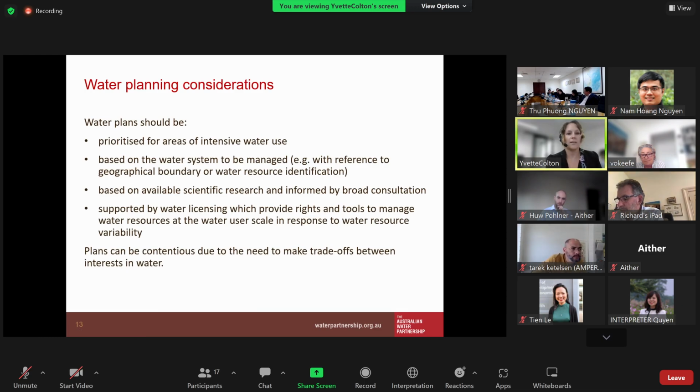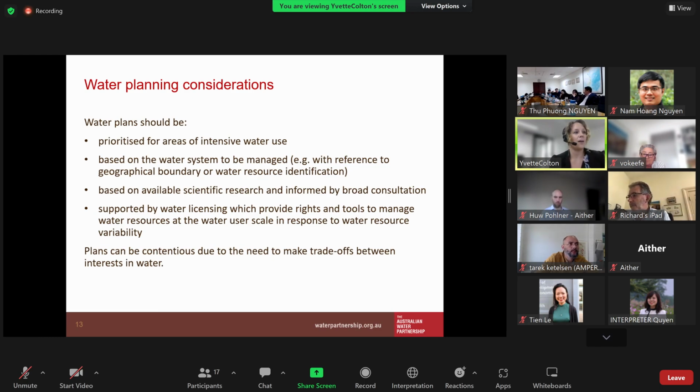This last slide covers some key considerations relevant to water planning. They are resource intensive to prepare. They often require a specialist set of expertise to develop and require collaboration between experts in science, policy, and with local knowledge of the water resource and the needs of water users. And for that reason, like Vanessa mentioned before, there could be an approach of prioritising them to higher risk areas or areas of intense water use.